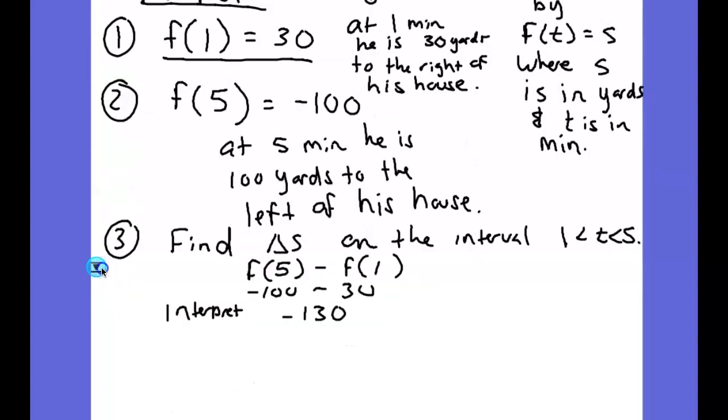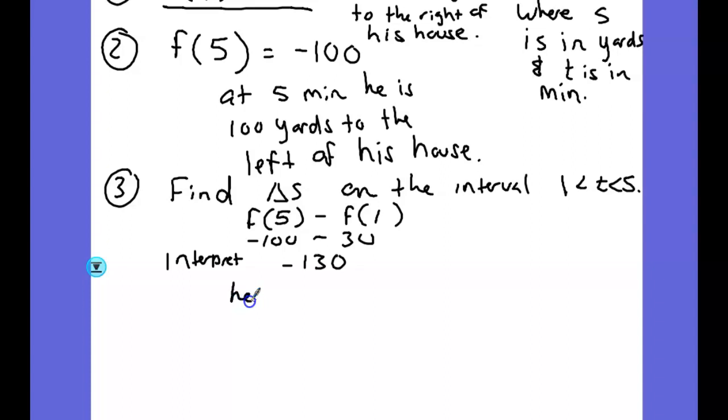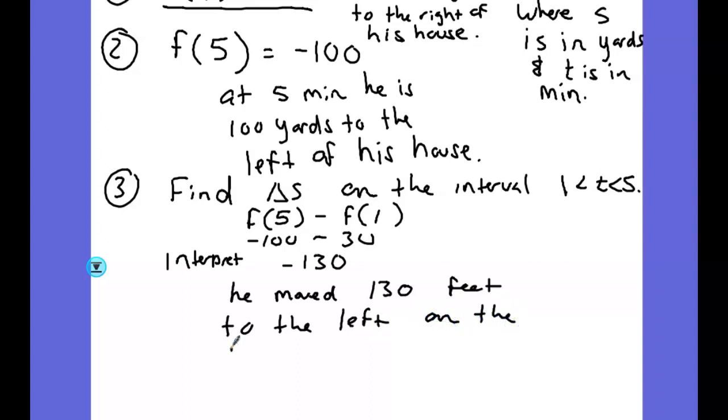So let's interpret that now. So he moved 130 feet to the left on the interval 1 to 5. That's what that means. He moved 130 feet to the left on the time interval from 1 to 5.